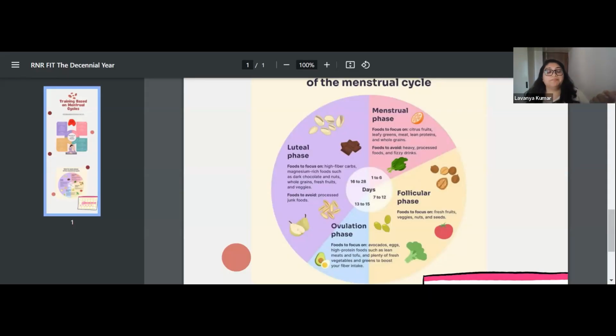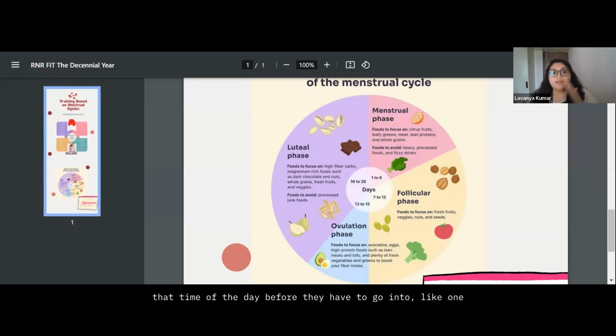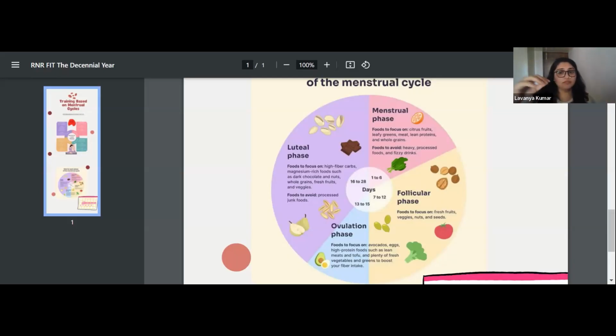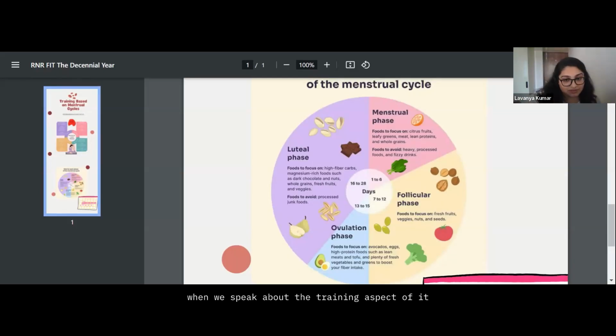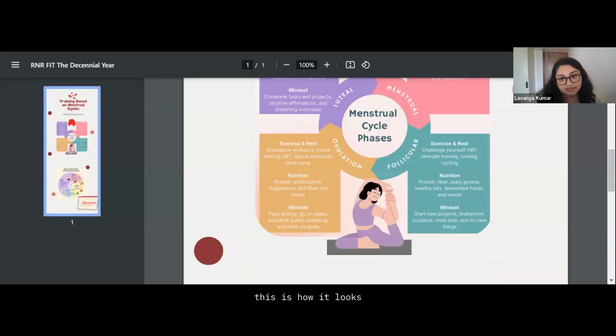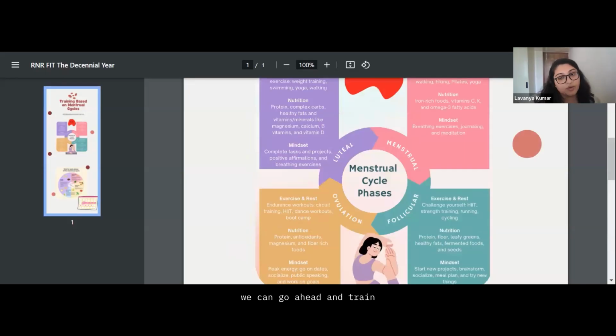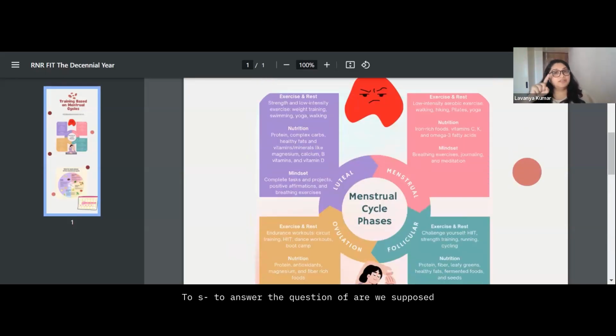But of course, pre-workout meals are also very important. What I mean by before is, whatever junk or processed food we're having, it should be at a time of the day that's one or two hours before their workout, so that it's easier for them to burn it. But then when we speak about the training aspect, this is how it looks. According to the phases, we can go ahead and train. To answer the question of whether we are supposed to be training during the cramps, again, it is very subjective.